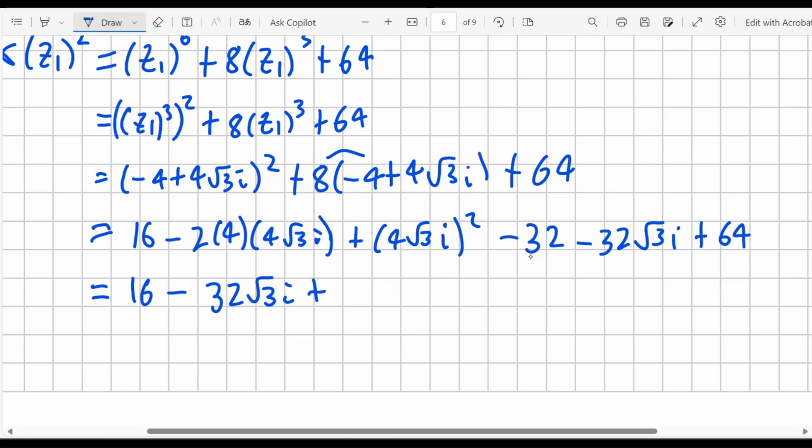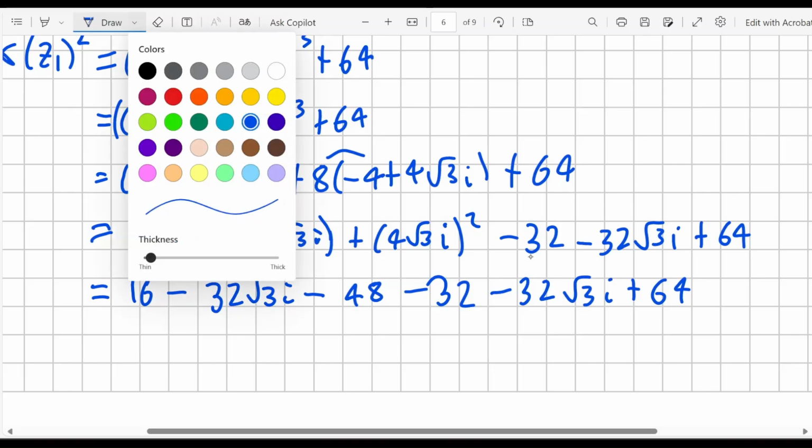That 4 root 3i squared is going to be 16 times 3, so that's 48i. Let me make sure I've got that. 48i squared. I squared is minus 1. Take 32. That should be a plus. No, it shouldn't. It's a minus. Take 32. Take 32 root 3i plus 64.